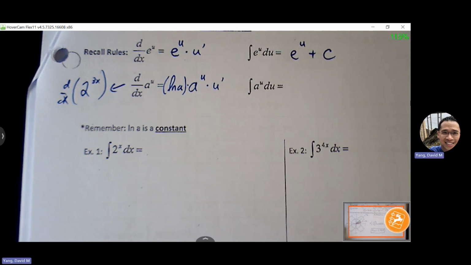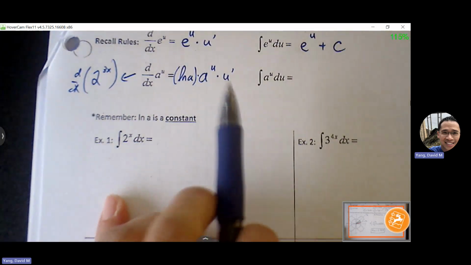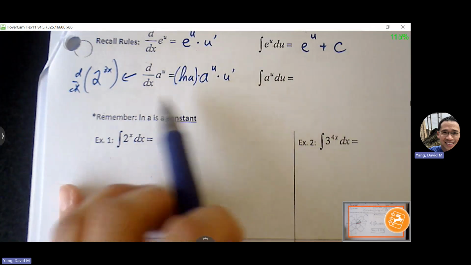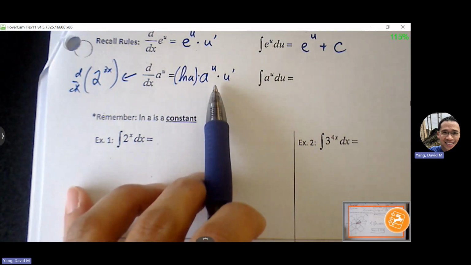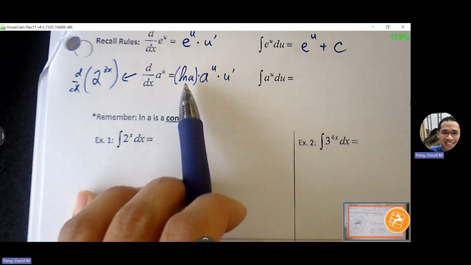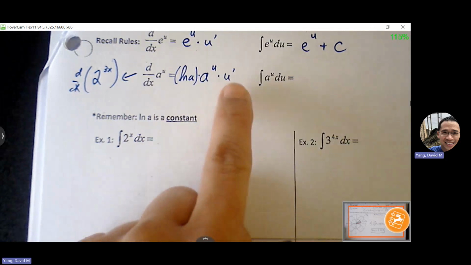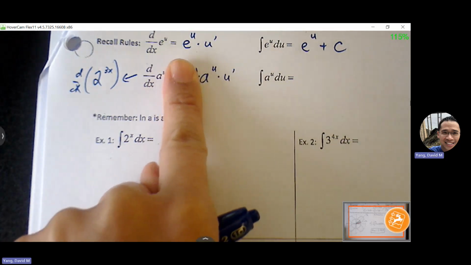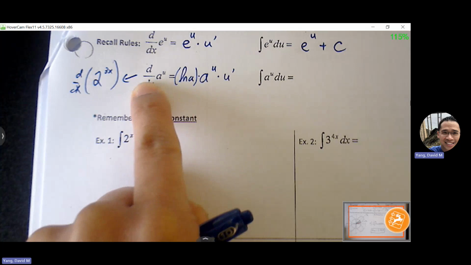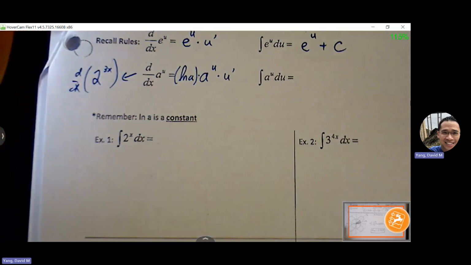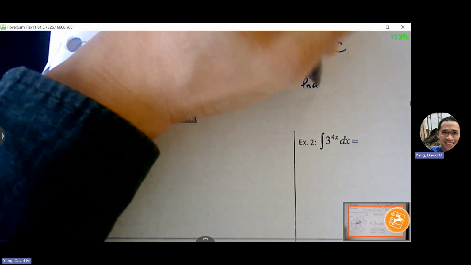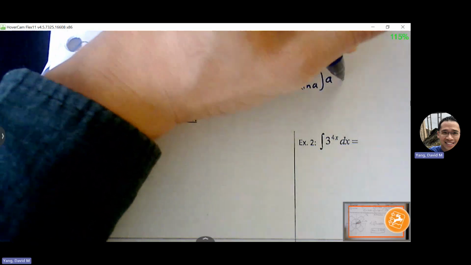Okay, so if I want to go backwards, essentially it's the same. This is the new rule that we're going to learn here. If I want to go backwards, then I know that a to the u is still going to be a to the u, but where does that natural log of a have to go? Imagine I want to take the integral of a to the u. The natural log of a is going to end up where? If I divide it over, it's going to end up in the denominator. So it's going to be 1 over natural log of a times a to the u plus c.